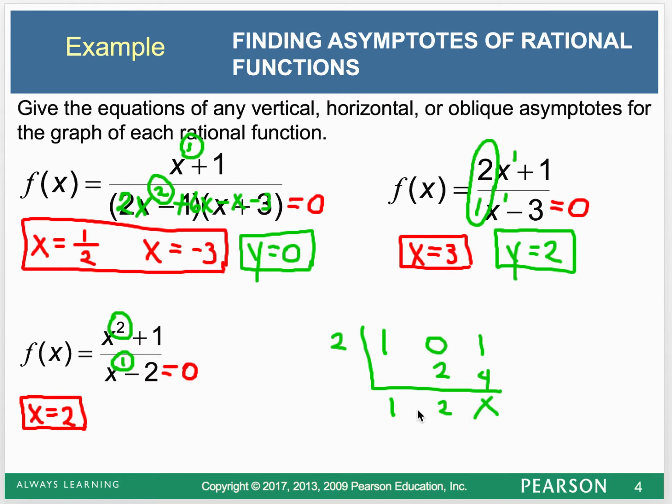But this equation will be y equals, and remember, if this started out being a quadratic, this is a linear, so x plus 2. So this line now, y equals x plus 2, is our oblique asymptote. So that's how we find the asymptotes. And that's the most important thing of graphing these functions. Half of the graph involves knowing what your asymptotes are.